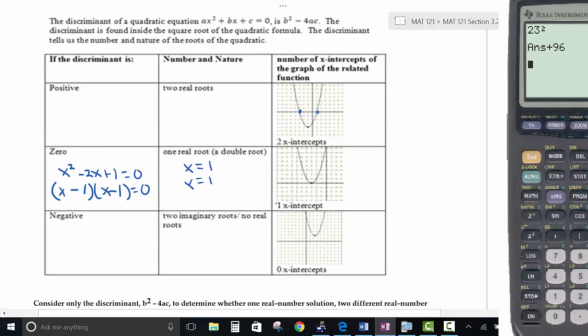That's all it does. So if you have two different real answers, it's going to cross two places. If it's like this, it'll cross one place. And then if you have imaginary roots or complex roots, it isn't going to cross at all. So that's what we're going to look at in the next section, being able to utilize this and see how the graphs go.